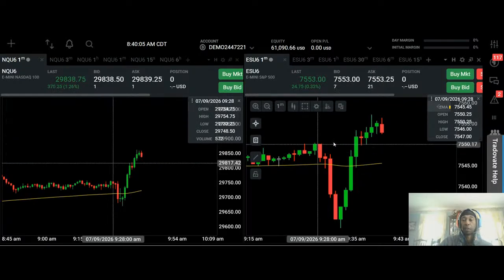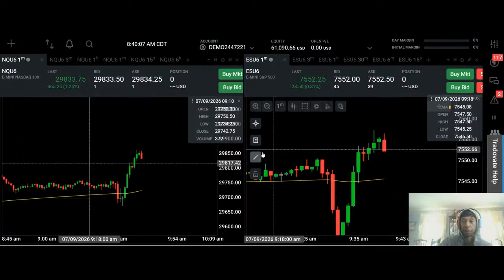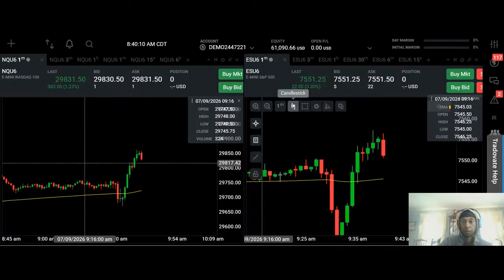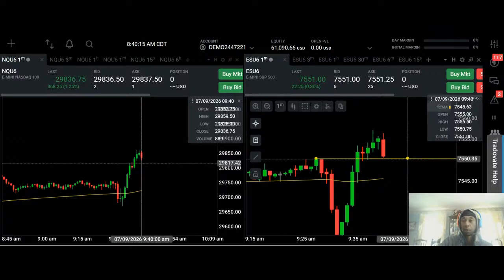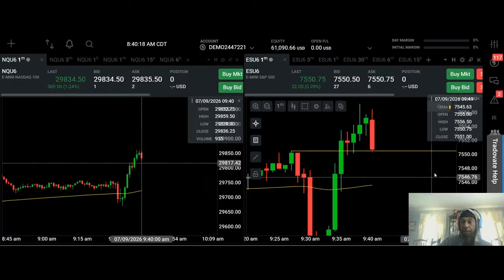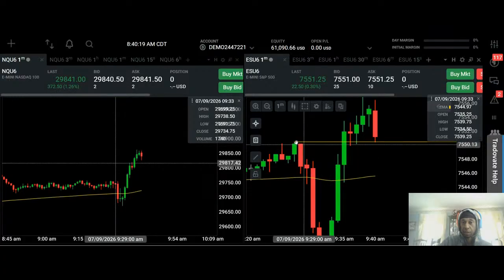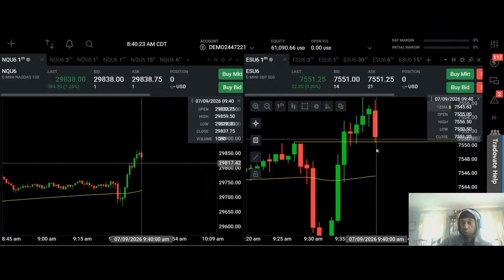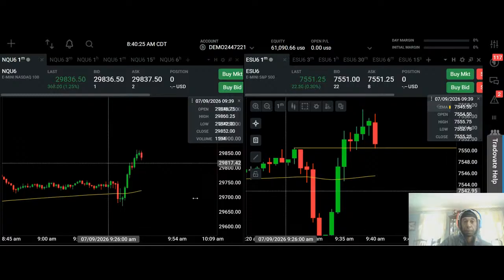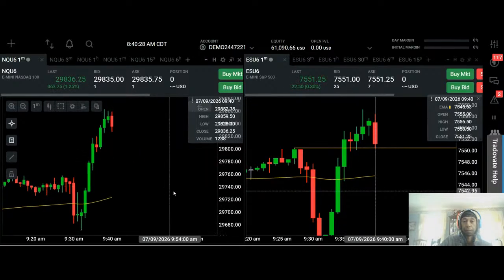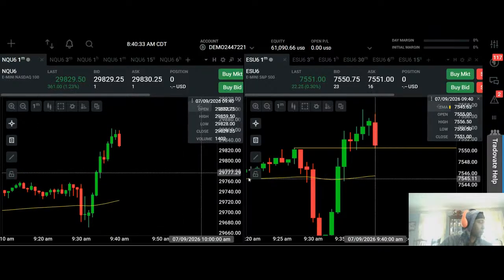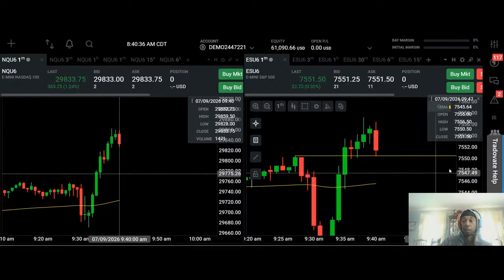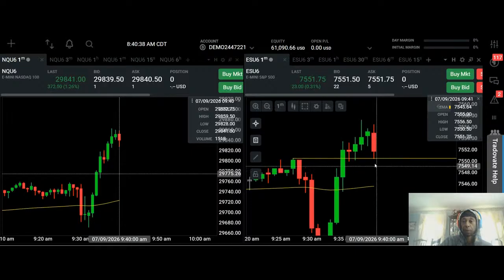I'm specifically looking at this high right here. This is what I'm looking for to take a buy off of right now. I need a closure below that line right there, this line right here that I got on this high. I need a closure back below it. Once I get the closure back below, it doesn't matter where it closes.